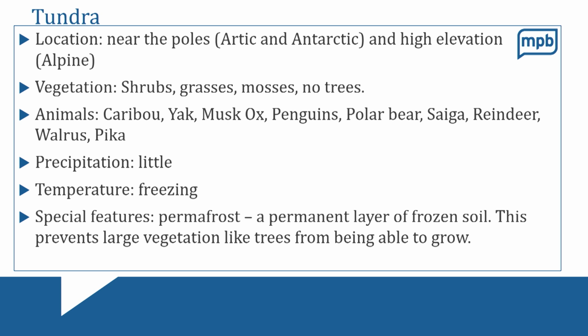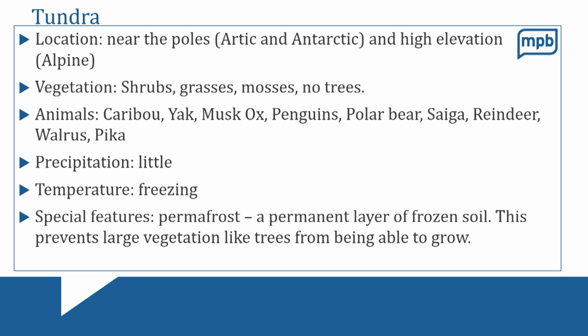First of all, I wanted to talk about the tundra. Okay, where can you find the tundra? Well, these are near the poles, so think the Arctic and the Antarctic, okay? But you can also find them really anywhere on the Earth that is high enough elevation, and we would call that alpine. So once you get really, really high up on a mountain, it starts to get really, really cold and starts to almost take on the characteristics of the tundra biome.